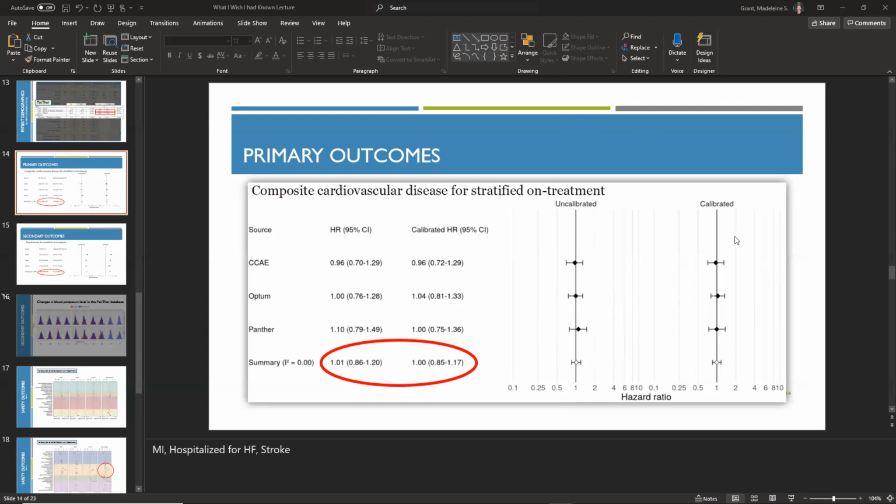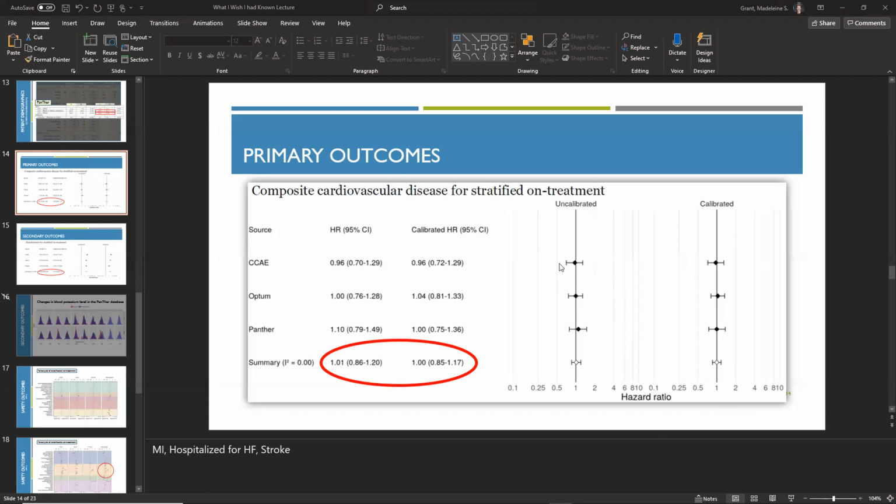So just because maybe the actual hazard ratio is a little bit off of 1, that doesn't mean that it's significant, because if the confidence interval crosses 1 at all, that means that there's a chance that the 2 groups are the exact same.